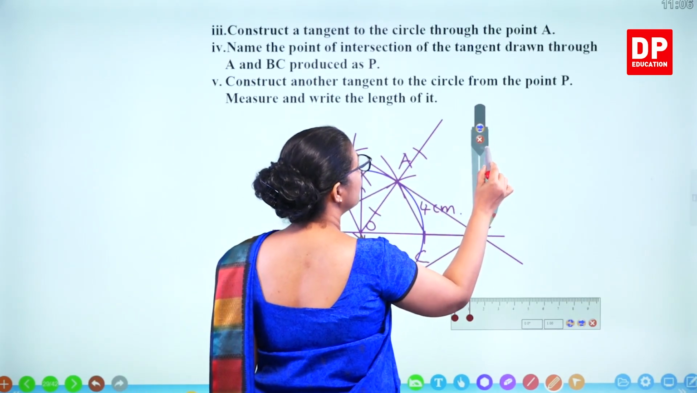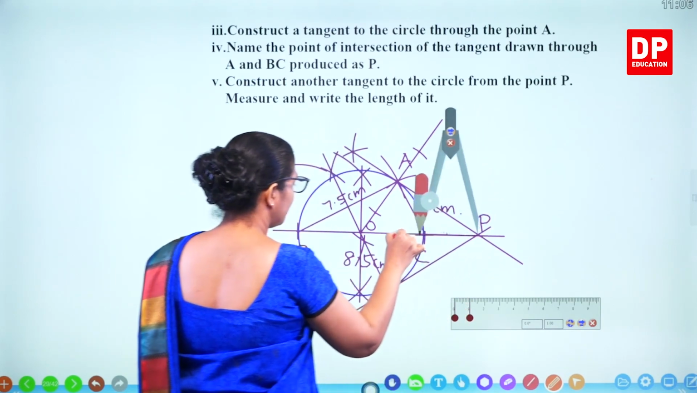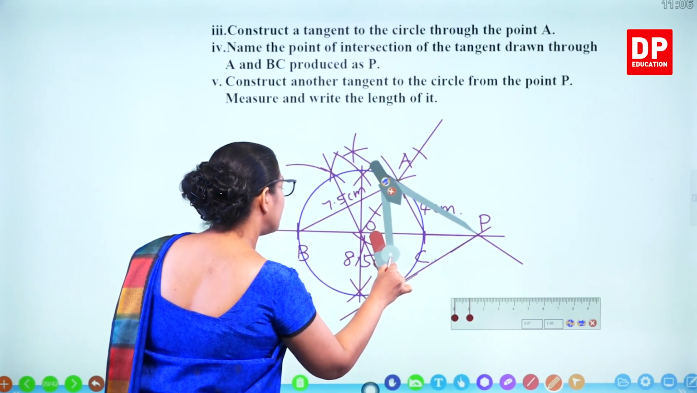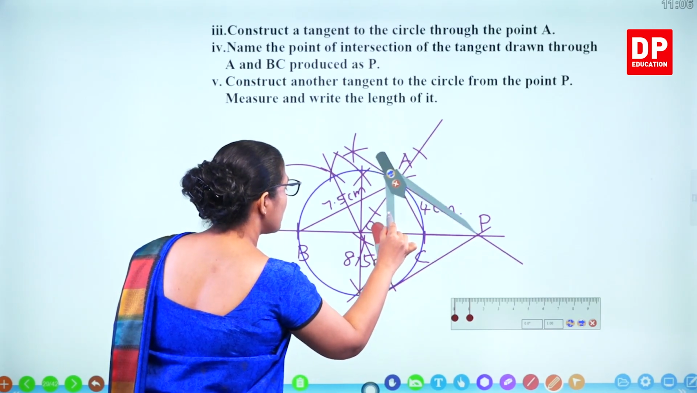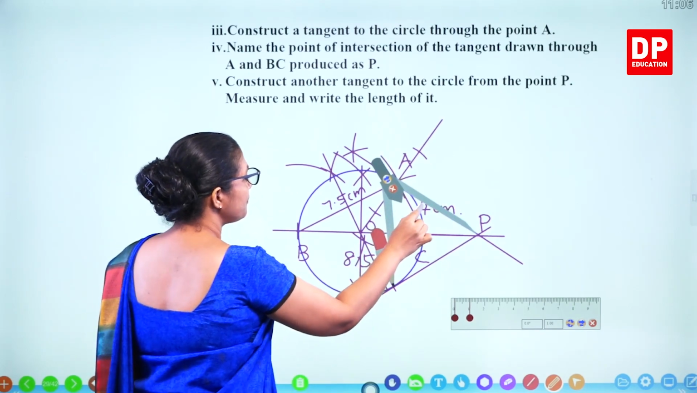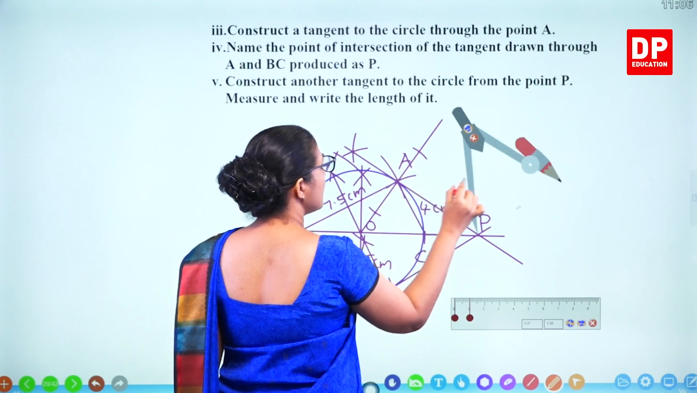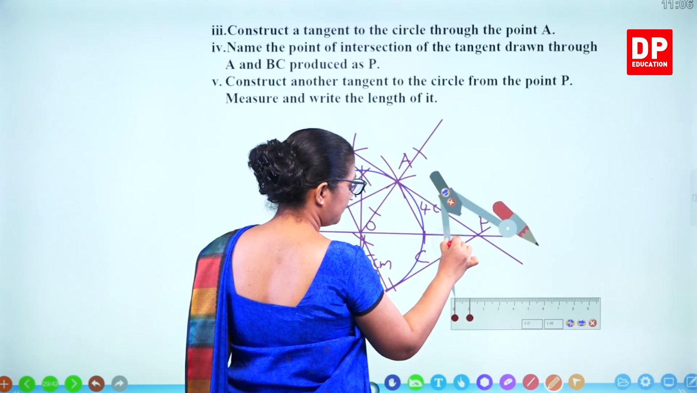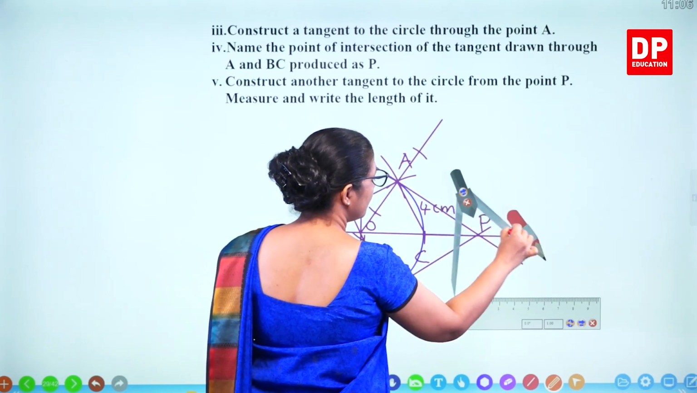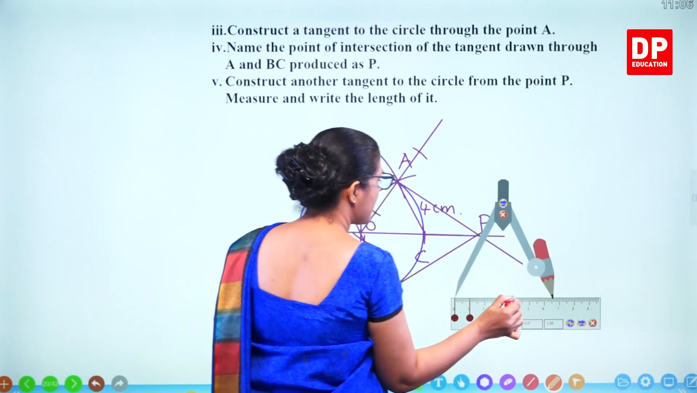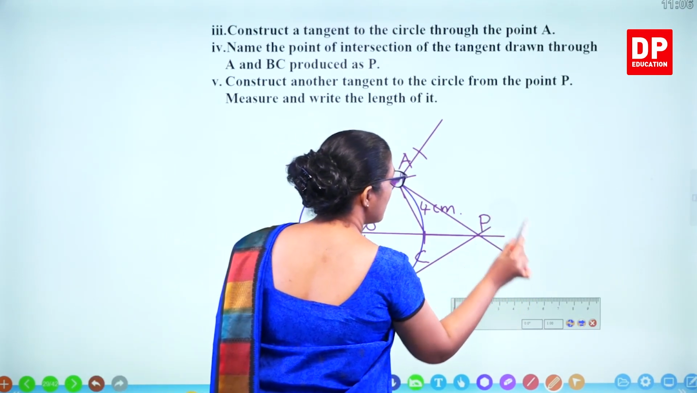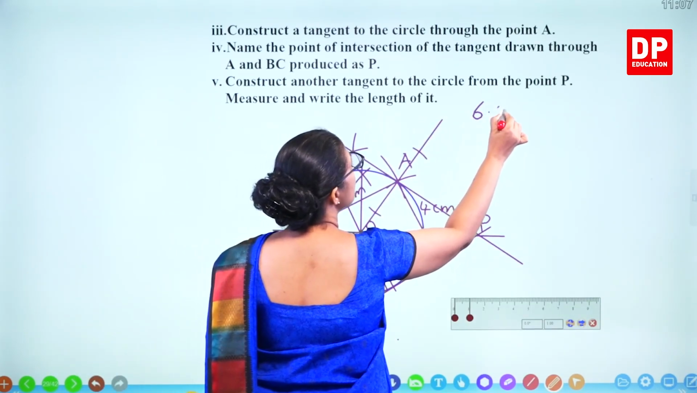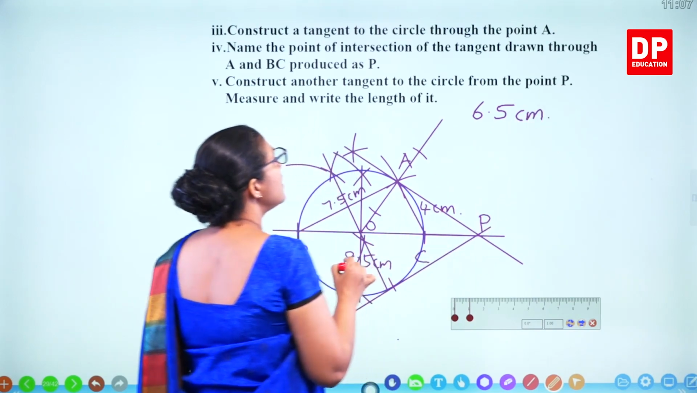So we'll measure it from here to here. We can keep the ruler on it and measure. So you get 6.5. So 6.5 centimeters is the length of the tangent line.